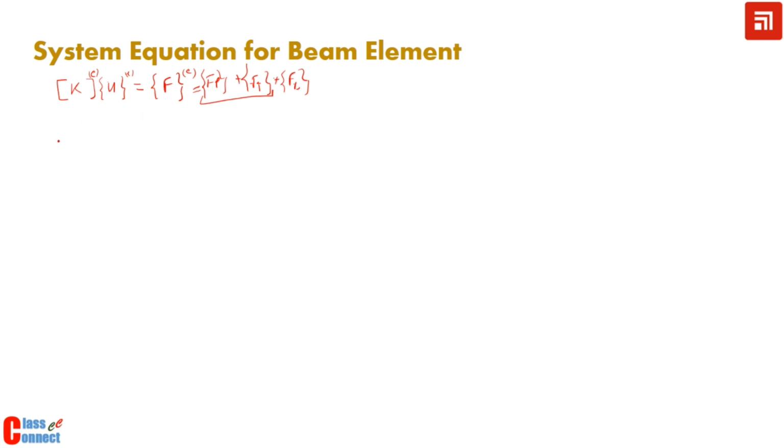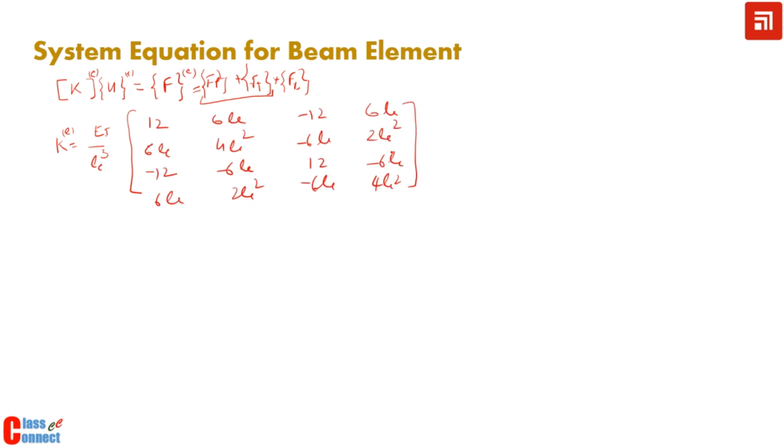The stiffness matrix for a beam element for the eth element is written as EI over LE cube times the matrix with 12 and so on. We can multiply this stiffness matrix to form the element stiffness equation, with W1, theta 1, because we know that in case of a beam we can calculate either deflection or slope. It means 2 degrees of freedom at every node, deflection W2 and theta 2. This will be equal to the corresponding forces.